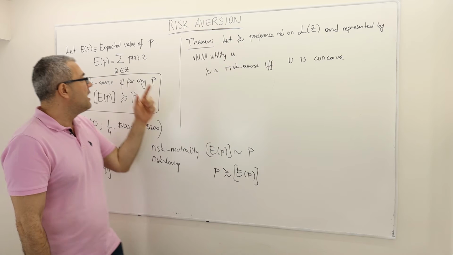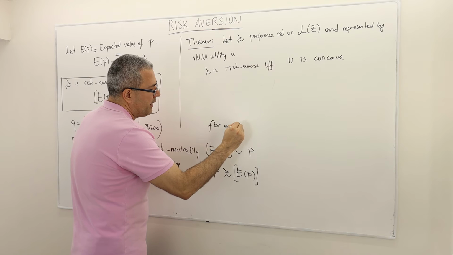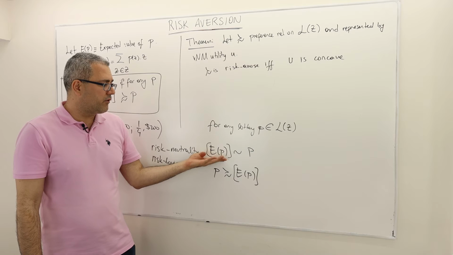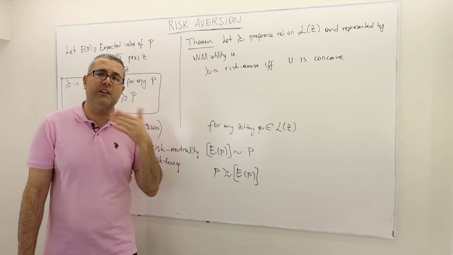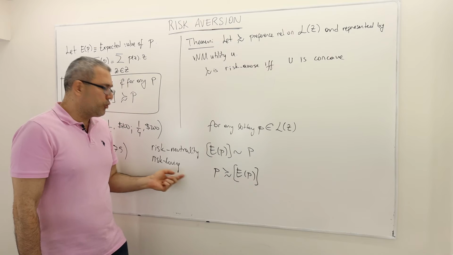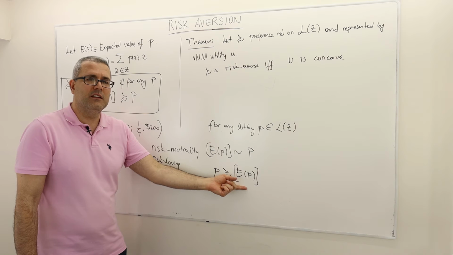And by the way, this is true for any lottery P. So for any lottery P in L(Z), if the guy says, I am indifferent between the sure lottery and the lottery P itself, well, then this guy is risk neutral. And if this guy keeps saying he prefers the more risky lottery over the sure lottery, well, then this guy should be what we call risk loving, all right? Because he prefers the more risky alternative to the riskless alternative.